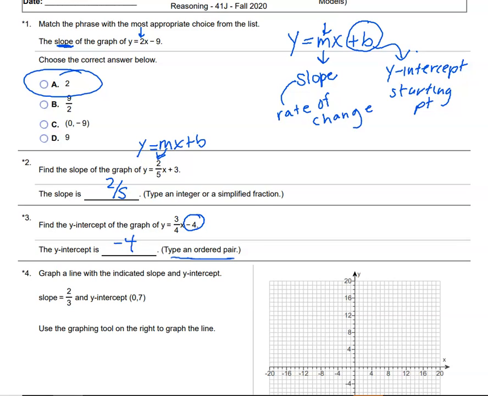Now it says type this as an ordered pair. And so when you do the y-intercept, x is always equal to 0, and y is going to be your point that you have there, negative 4. So you would type in parentheses 0, negative 4 to get that point.